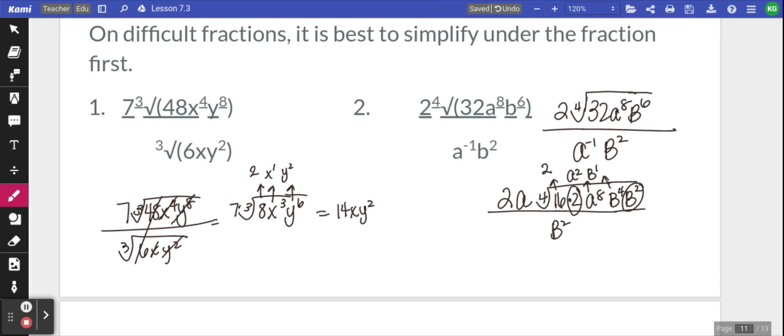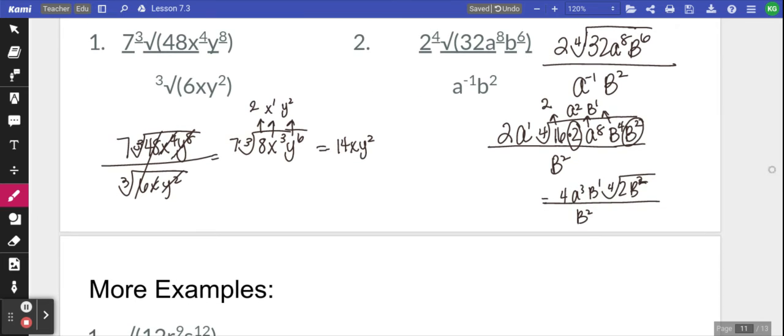And circle B2. Now I have 2 times 2, which is 4. A1 and A2 gives me A3. B1 over the fourth root of 2b squared over b squared. And final answer would be 4a cubed, fourth root of 2b squared over b to the first.